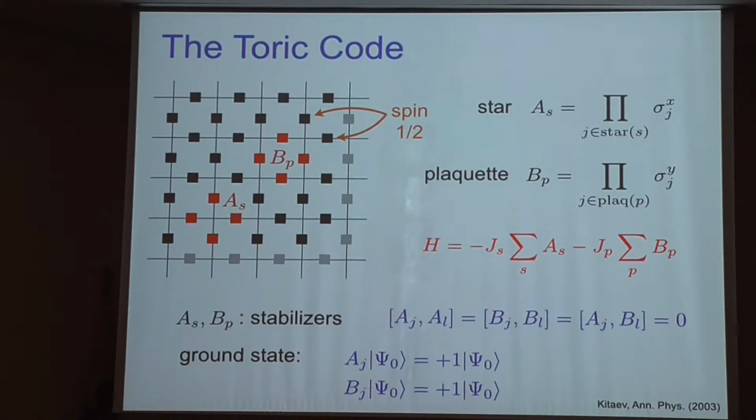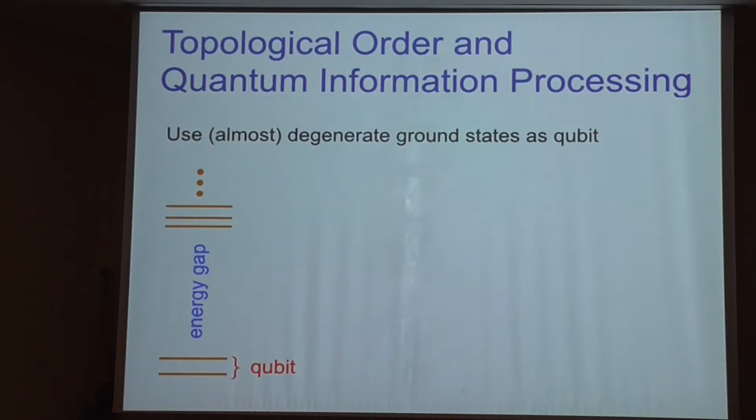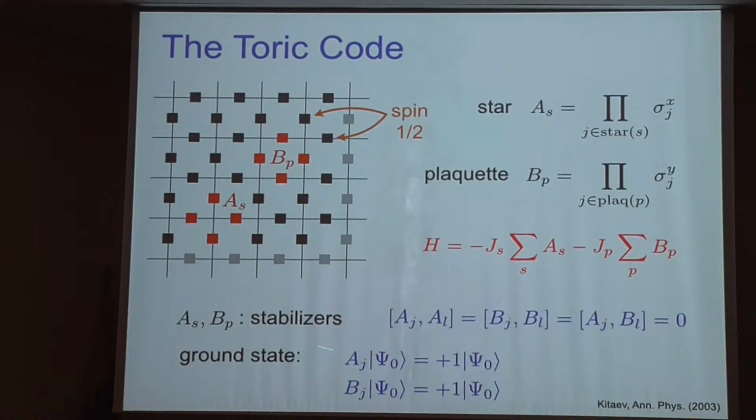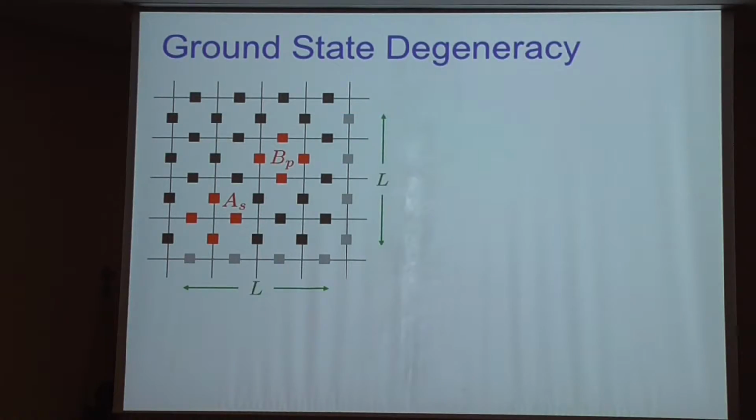So a consequence of that is that the ground state should fill, because of this minus sign zero property, that it's an eigenstate of all the star and all the bracket operators with the eigenvalue 1. Then you can ask yourself, okay, what's the degeneracy of this ground state manifold?